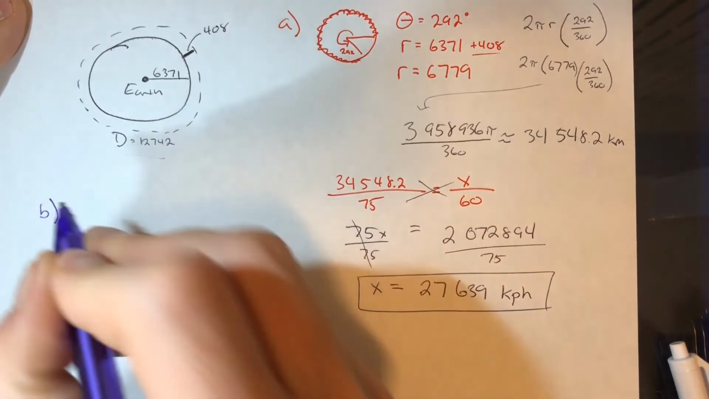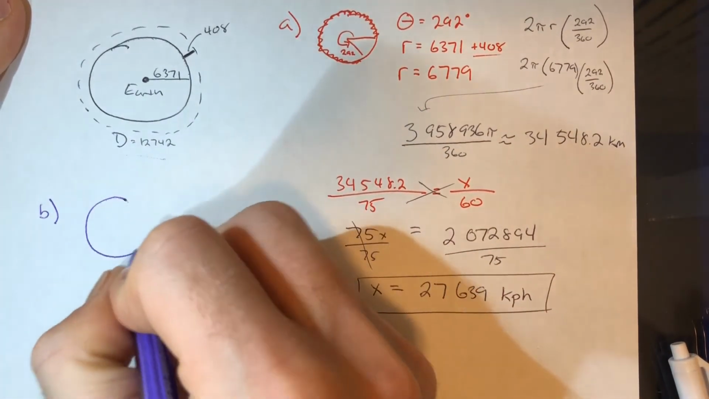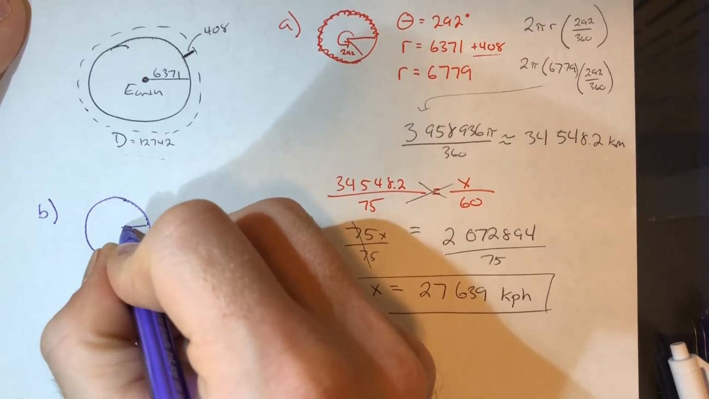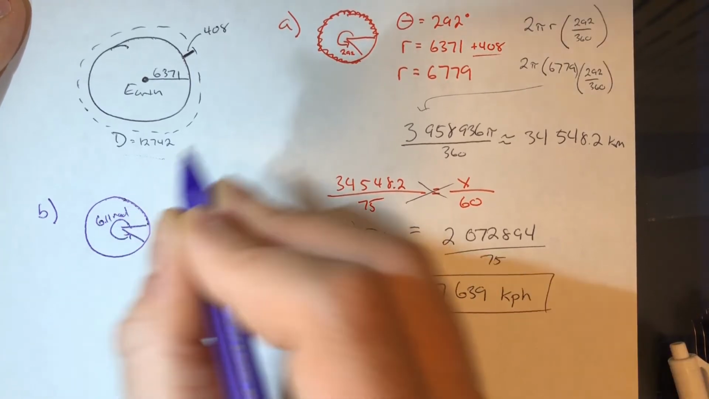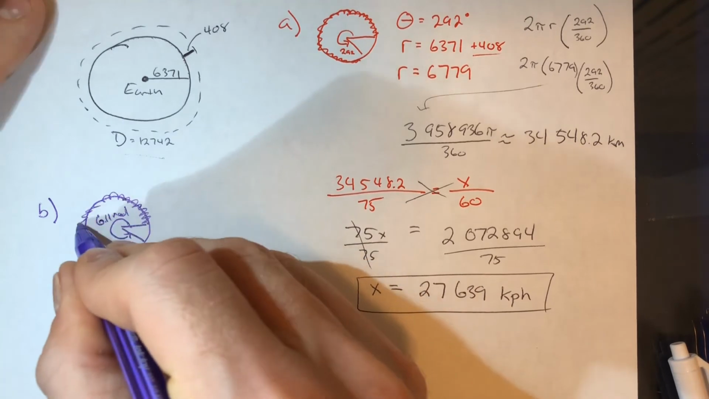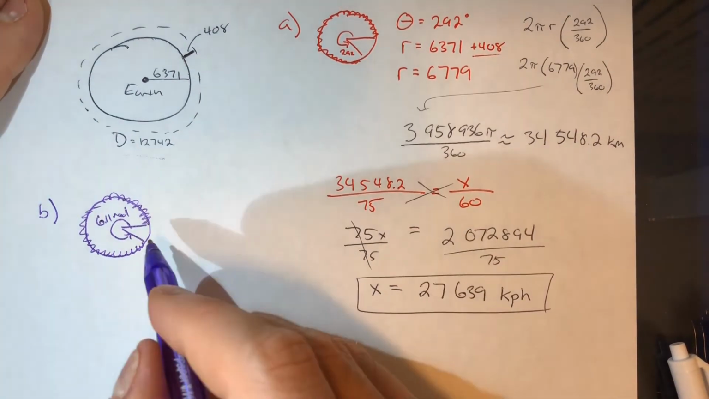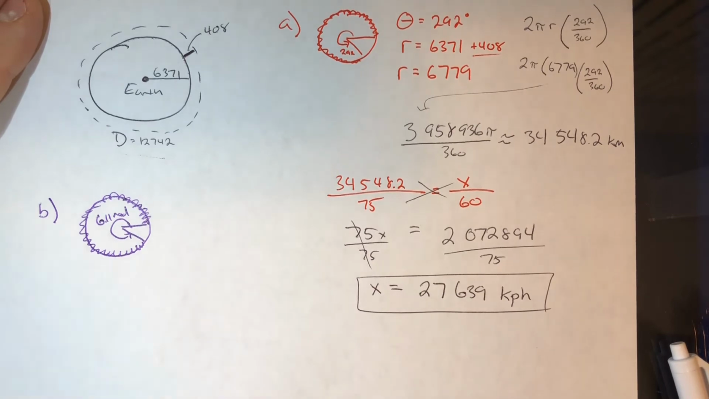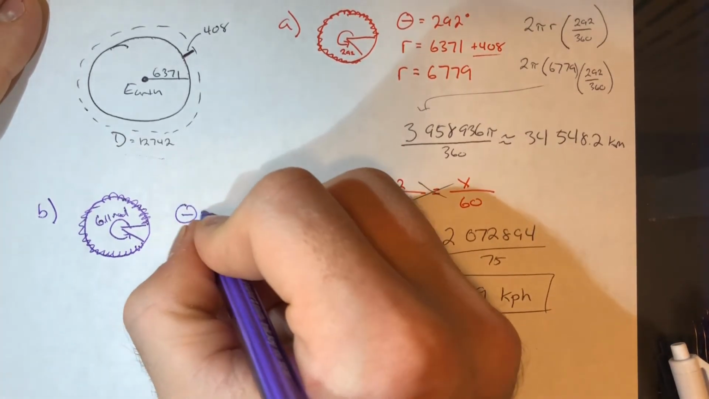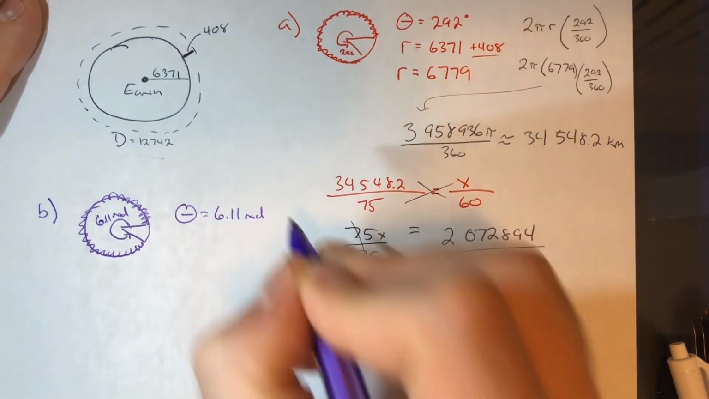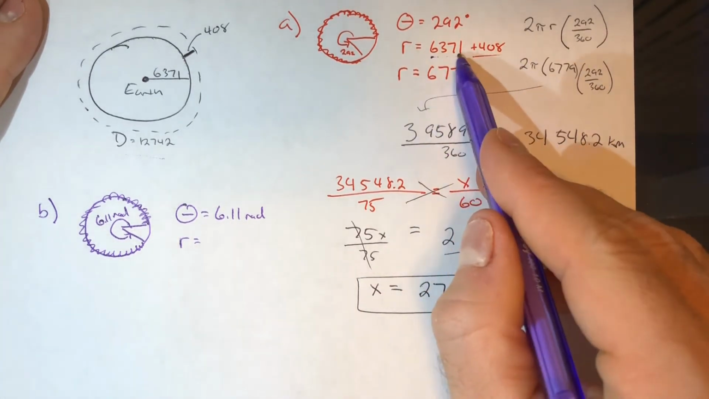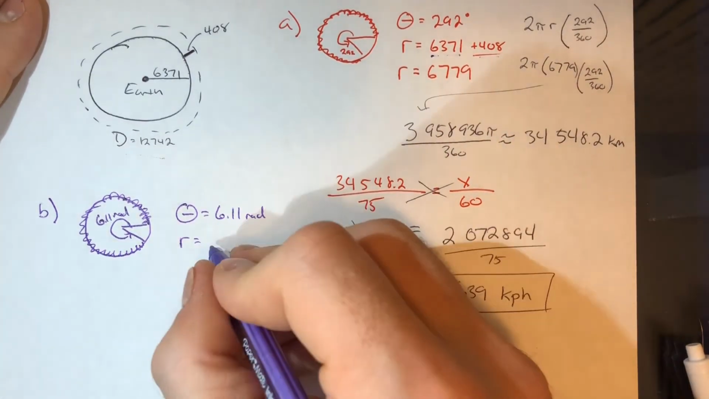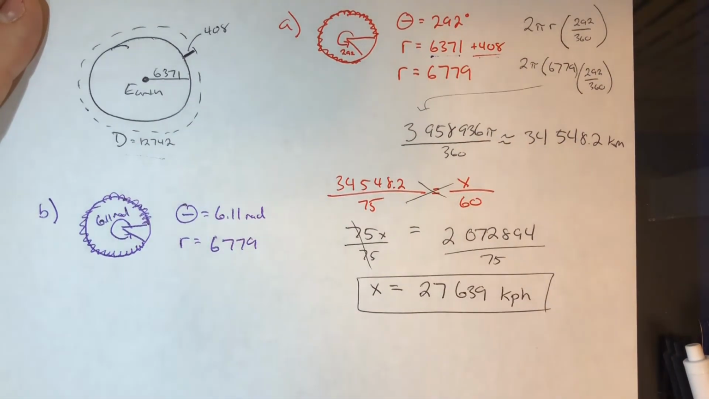So for part B, we know the ISS has orbited a total of 6.11 radians, and it wants us to tell how far it's traveled. So how far has that orbit gone? Well, we know that our theta is 6.11 radians, and the radius, again, is just like before. We're going to take the Earth's radius and add in the orbital distance, which is going to be 6,779. And then we just plug it in.